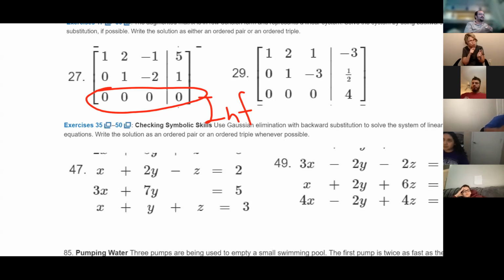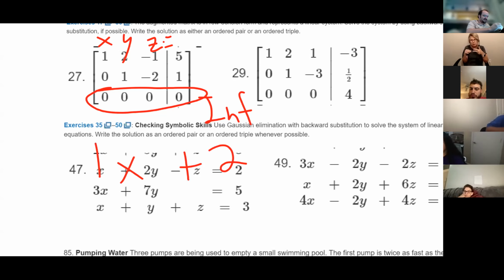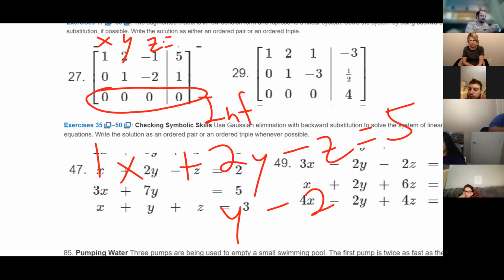So write out the equations it gives you. This is my X. This is my Y. This is my Z. This is my equals that number. What equations does that give me? I don't have much room there. 1x plus 2y minus z equals 5, right? This is giving me y minus 2z equals 1.